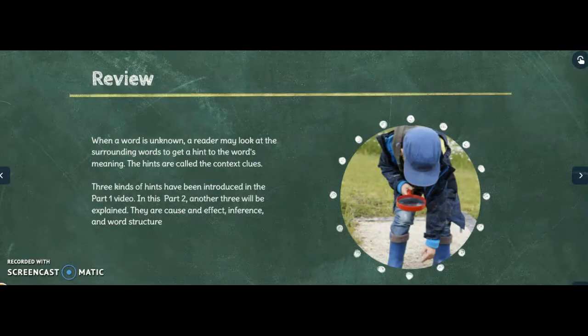Okay everyone, before we begin, let's review a bit about what is meant by context clues. So when you find a word that you do not know the meaning, you can try to look at the surrounding words, phrases, or sentences for clues. Those clues are called the context clues.